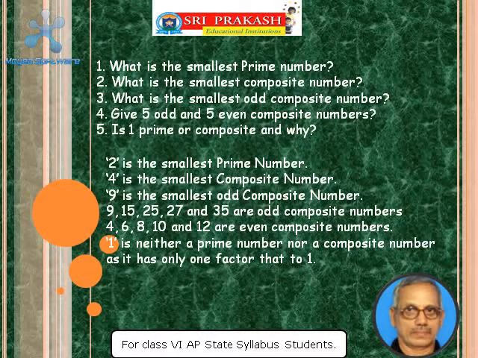So next question, is 1 a prime or composite and why? So already I explained 1 is neither a prime number nor a composite number because it has only one factor, that is 1. So according to our definition, what is a prime number? It should have 2 factors. What is a composite number? A composite number should have more than 2 factors. Clear? So 1 is not a prime.